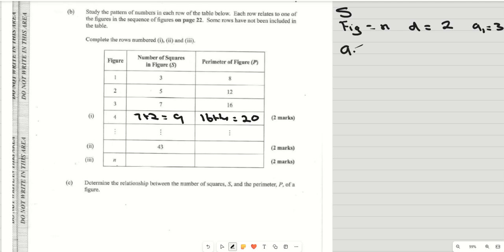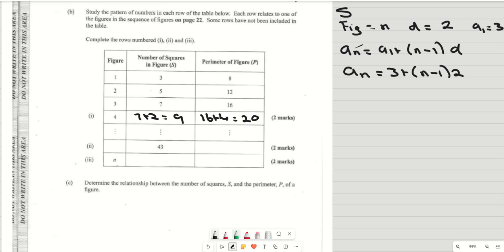So you use the formula an equals a1 plus, open bracket, n minus 1, times d. Wherever we see n, we put n. Wherever we see a1, you put in 3, and wherever you see d, you put 2. So it's going to be an equals 3 plus, open bracket, n minus 1, times the difference, which is 2. According to the distributive law, you multiply the 2 by each term in the bracket. So now it becomes an equals 3 plus 2n minus 2.